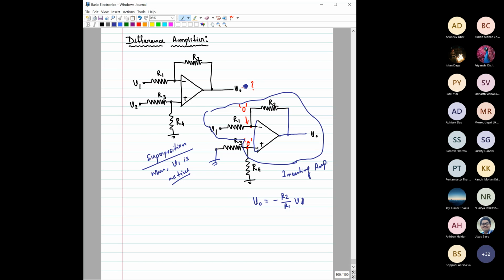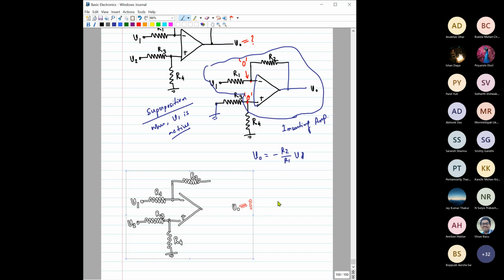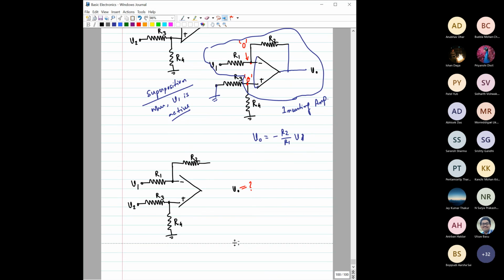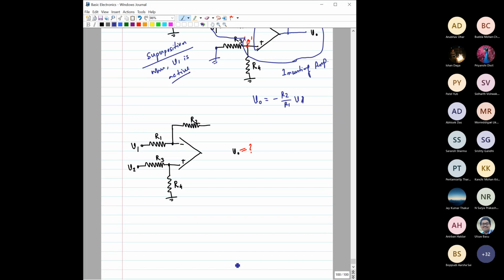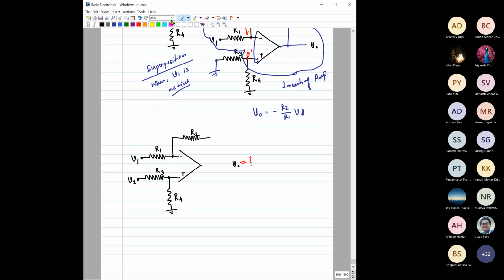Now let us do the analysis for the other case. Let me create some space here. So here we are considering when V2 is active. When V2 is active, V1 is not there, so basically V1 is grounded.